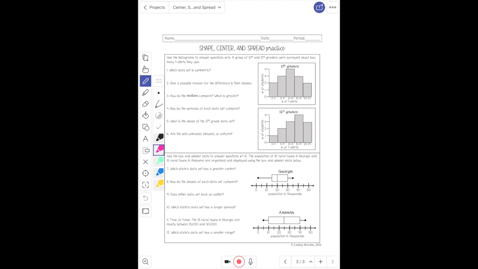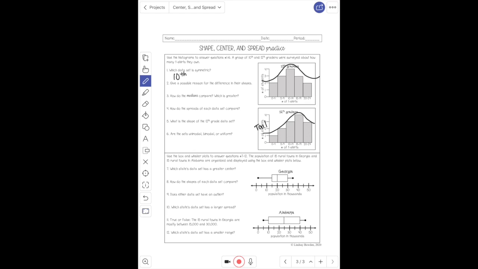All right, so let's take a look at some more histograms. So it says, for 1 through 6, a group of 10th to 12th graders are surveyed about how many t-shirts they own. So we have 10th graders and we have 12th graders. Which set of data is symmetric? So if I look at my two sets of data, which one is symmetric? I would definitely say the 10th graders are symmetric. And it says, give a reason for the difference in their shapes. So why would these be different in their shapes? So I would say that the 12th graders are skewed to the left because there's a tail on the left.